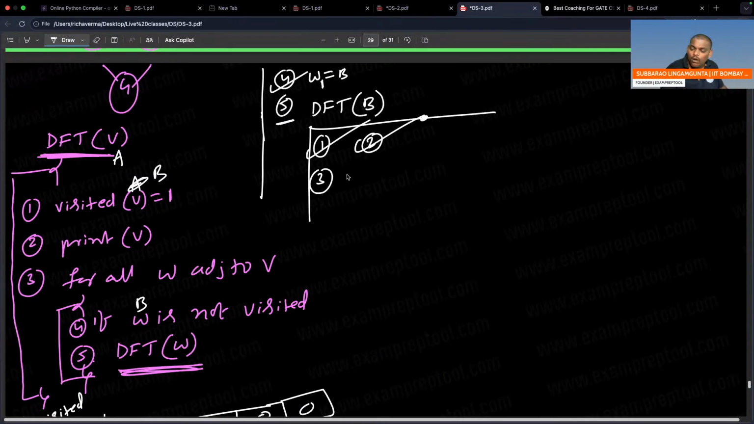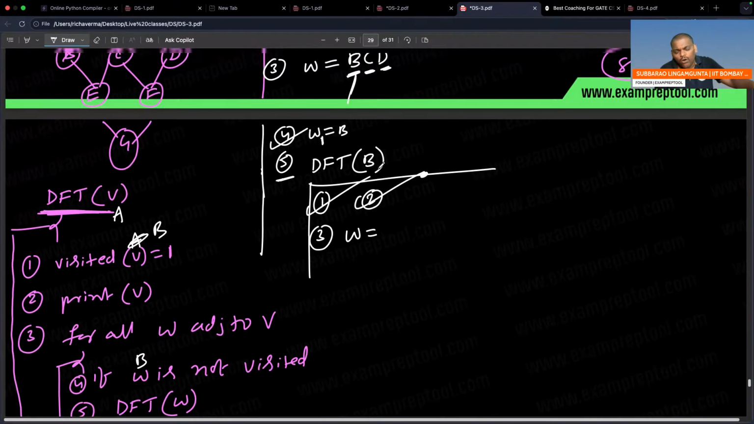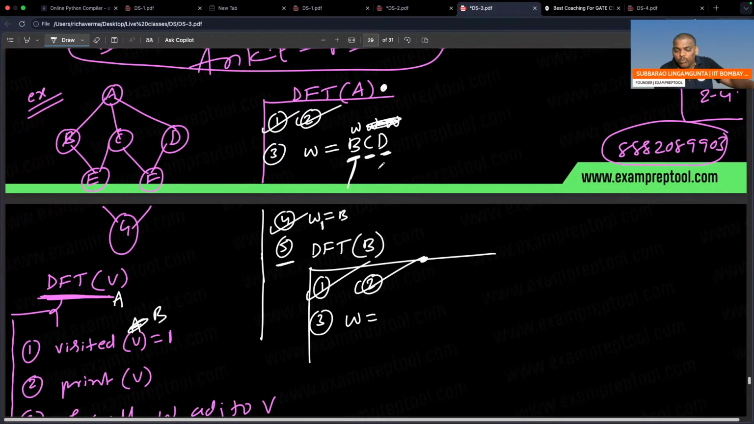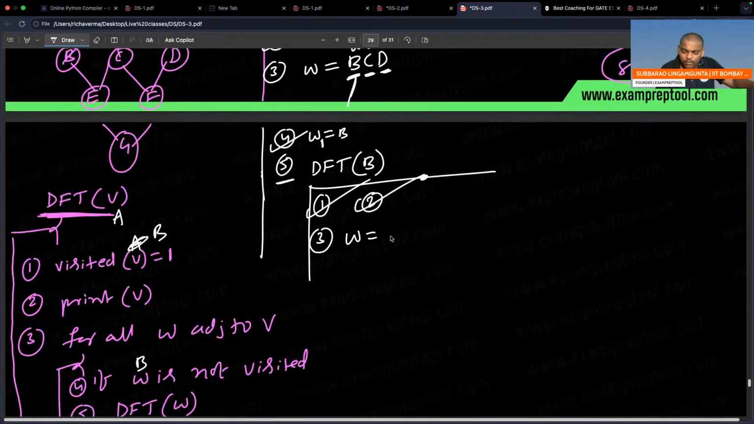For all W adjacent to B. Can you see the graph and talk? For all W adjacent to B, who are those? A and E. It is the first W, it is the second W. Right? Now take the first W. First W is what?